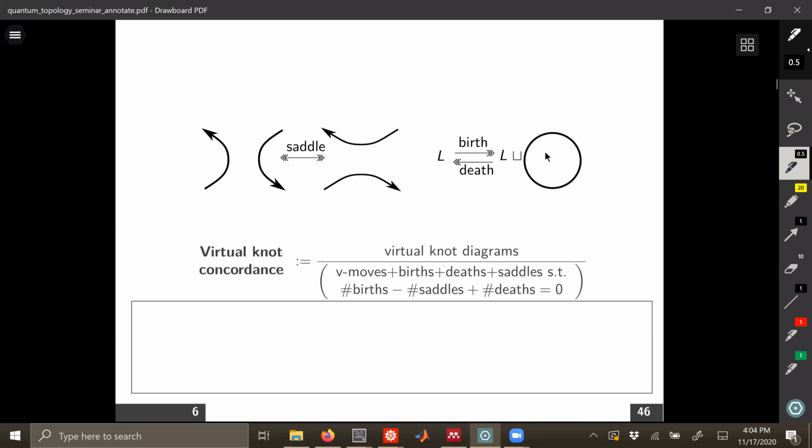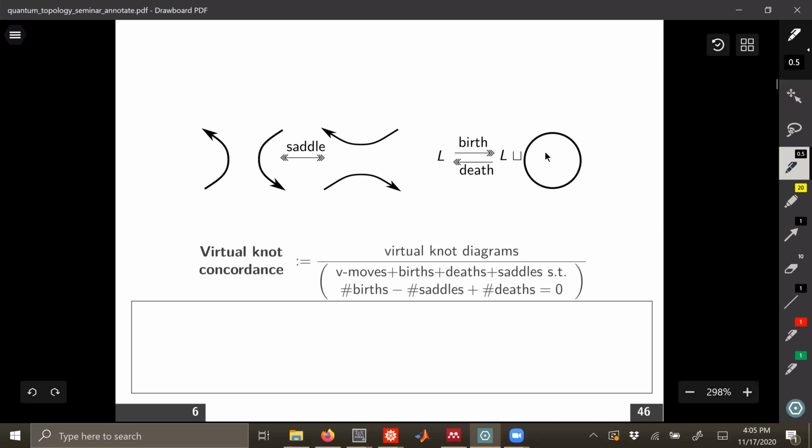Okay, so what is virtual knot concordance then? You just take these virtual knot diagrams and you mod out by the extended Reidemeister moves plus births, deaths, and saddles, such that the Euler characteristic is equal to 0. So the number of births minus the number of saddles plus the number of deaths is equal to 0. That last condition is just to guarantee that you really do have an annulus that goes between the two knots. You do have to also require that the sequence is connected, in the sense that there are no closed components in your concordance. In practice, you can keep track of this by drawing, say, the Reeb graph of the movie.